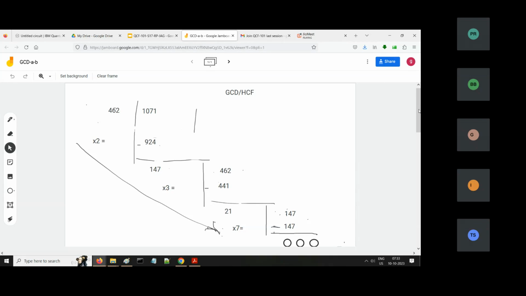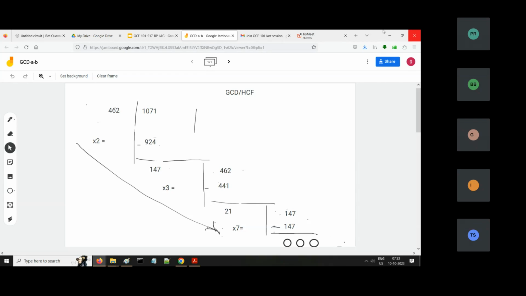Again, you do one thing: you take the 147, which is the last remainder, and put it here. So the previous remainder was brought here, and the last remainder is brought here. Then you divide 147 by 7 and you get 21 with 0 remainder. Basically, that means the modulus comes out to be 0. So we can go back now.